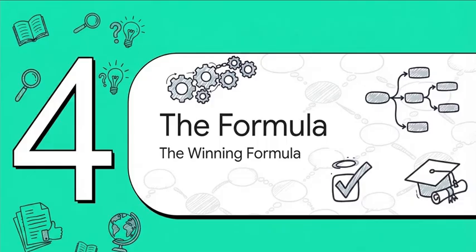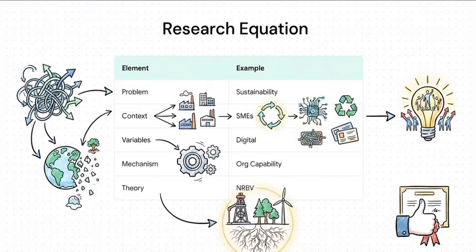And that brings us to our final stop, phase 5, the winning thesis formula. This right here brilliantly brings absolutely everything we've talked about into one ultimate, highly actionable takeaway. It's basically a simple equation. Problem plus context plus variables plus mechanism plus theory equals your research idea. Look at how beautifully this breaks down.